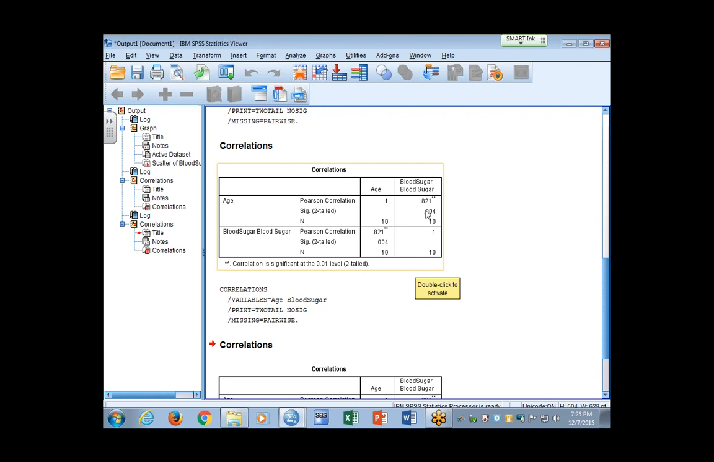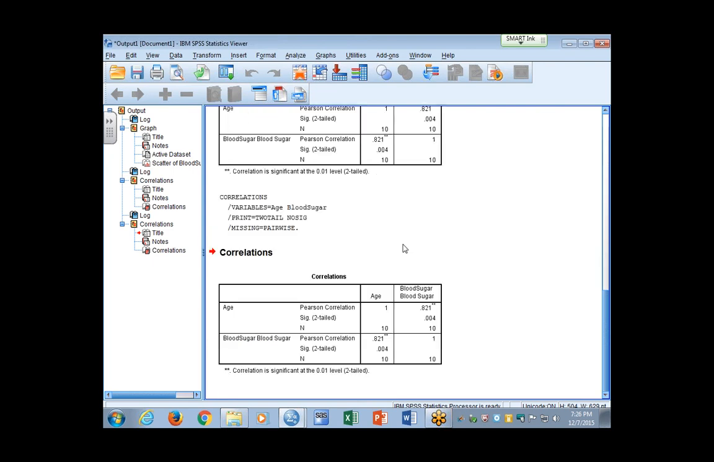Can we reject our null hypothesis? Not yet, right? That could be due to chance. We have to know the probability of getting that result if there's no association. What is that p-value, or what SPSS calls significance? It's 0.004. So now we can reject the null hypothesis. We have the magnitude of the association, and we also have evidence to reject the null hypothesis and say that there is an association.